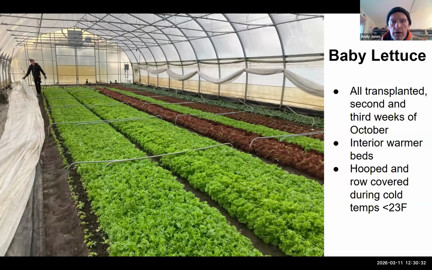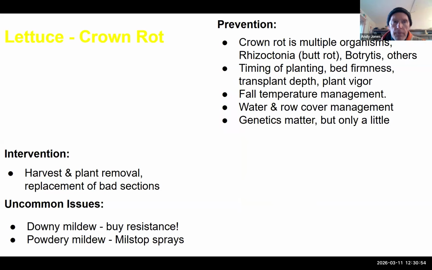Baby lettuce, we grow a fair amount of baby lettuce, sort of the opposite of the spinach, is always on the interiors of the houses, and transplanted in October. We hoop and row cover this stuff when the temperature gets below the low 20s. You can see our hoops, the row covers ready for action there.